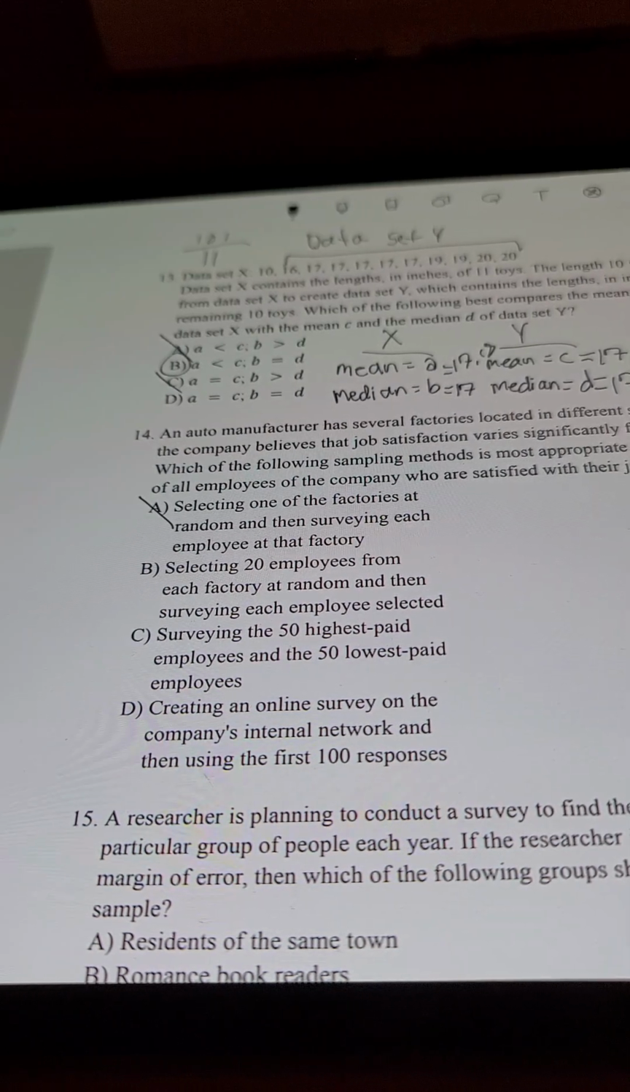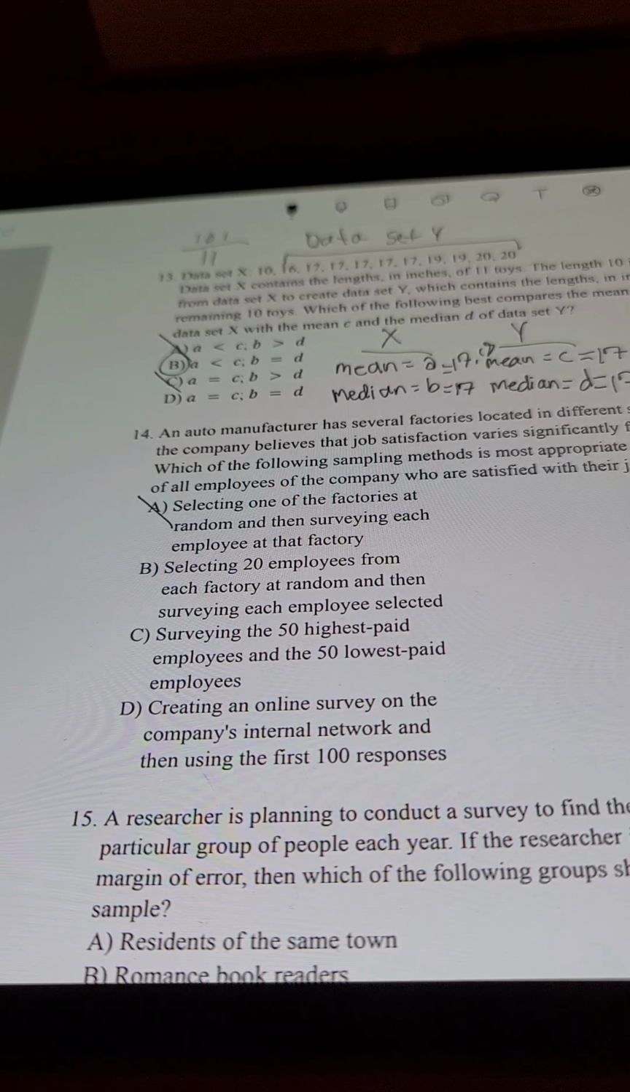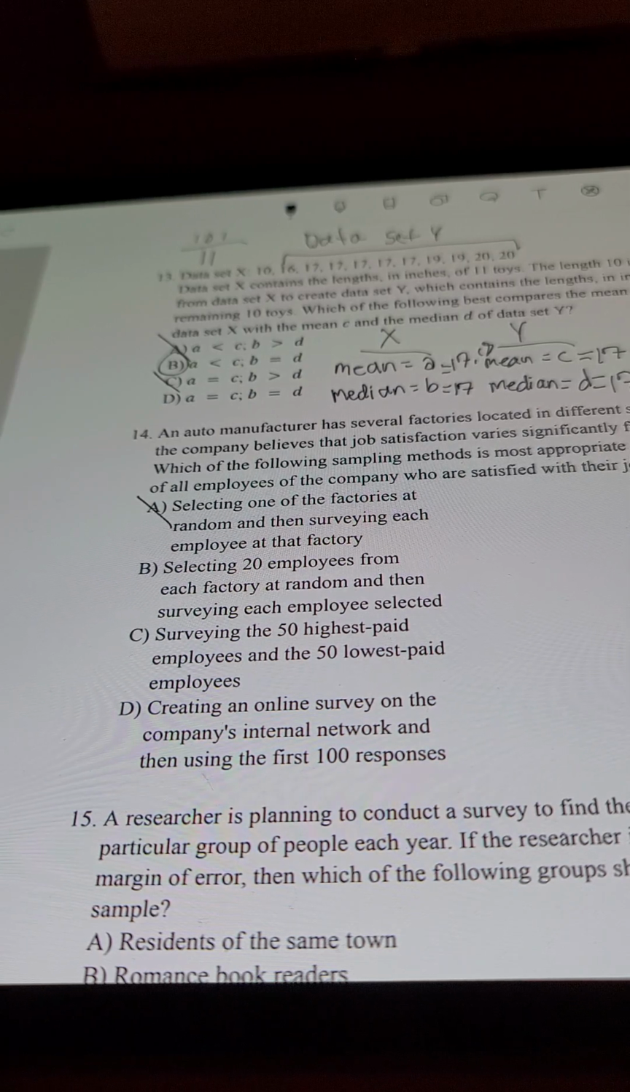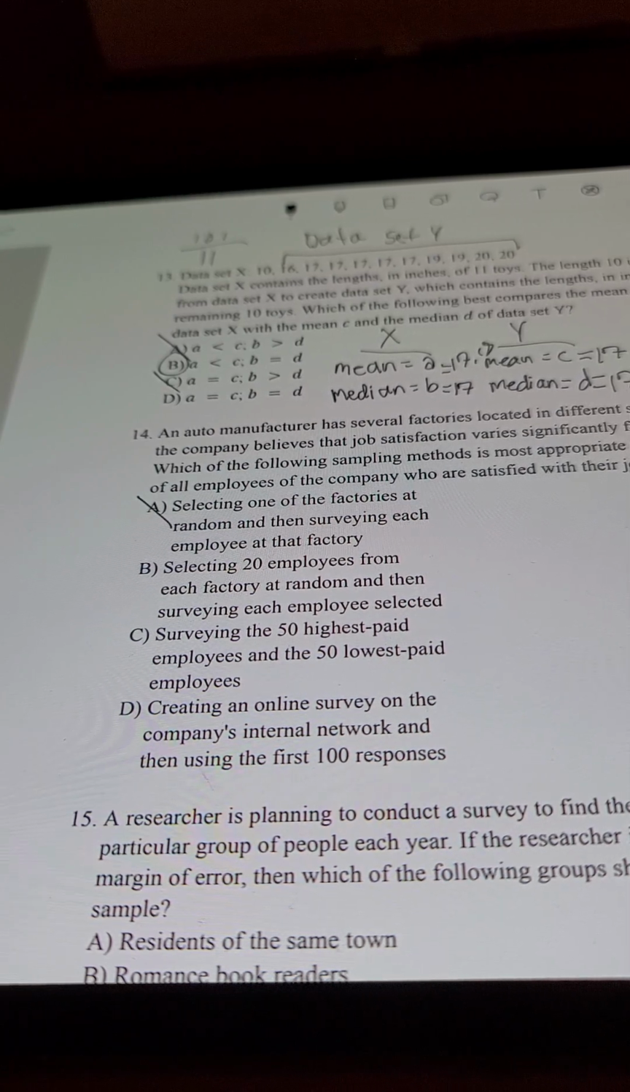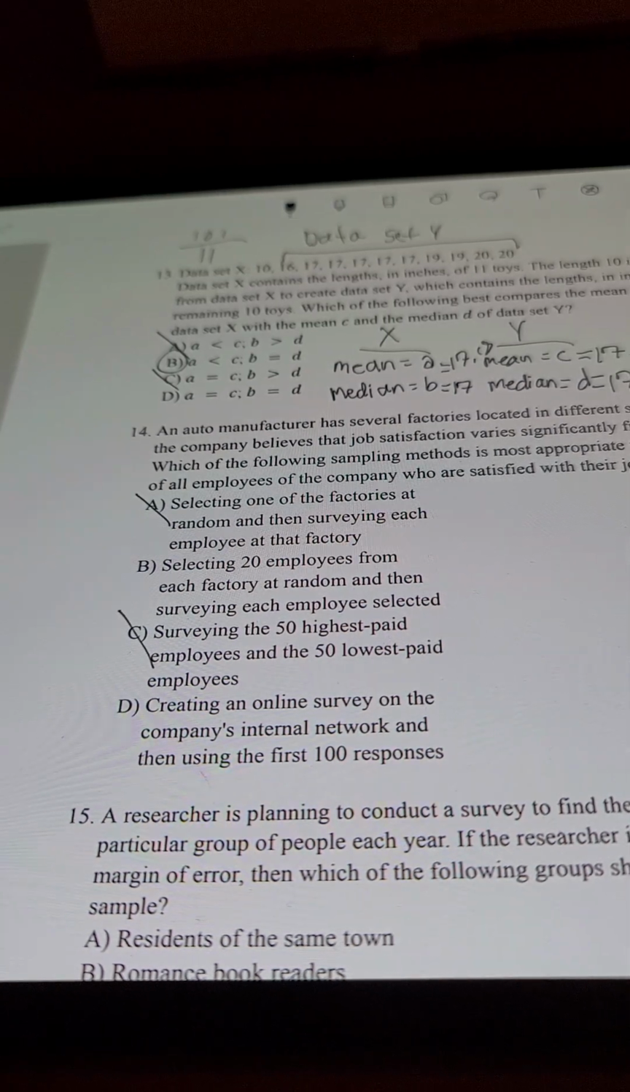C is recommending you just survey the 50 highest paid and 50 lowest paid employees. That opens room for a whole bunch of problems because if you're paid very well, you're probably going to be more satisfied with your job than if you're one of the 50 lowest paid employees. You're getting the extremes in the circumstance. You're not getting any of the average paid employees, so you're probably going to have extreme answers. So it's definitely not going to be C. And now let's try D.